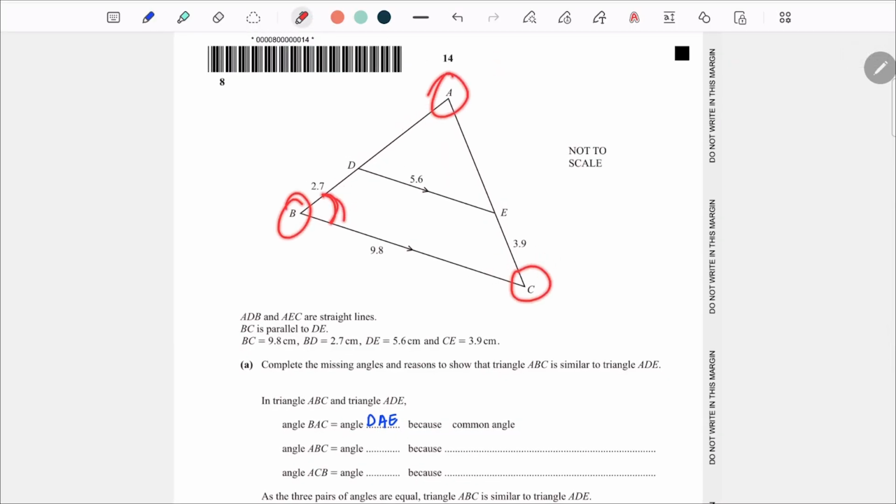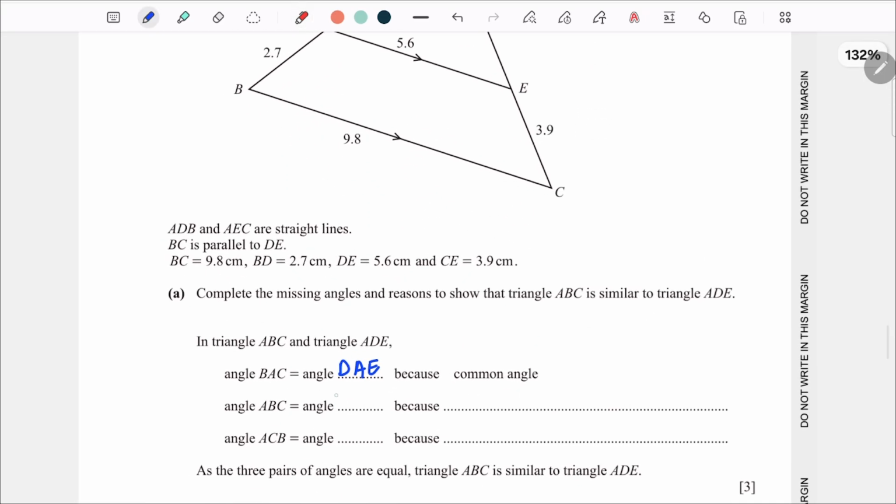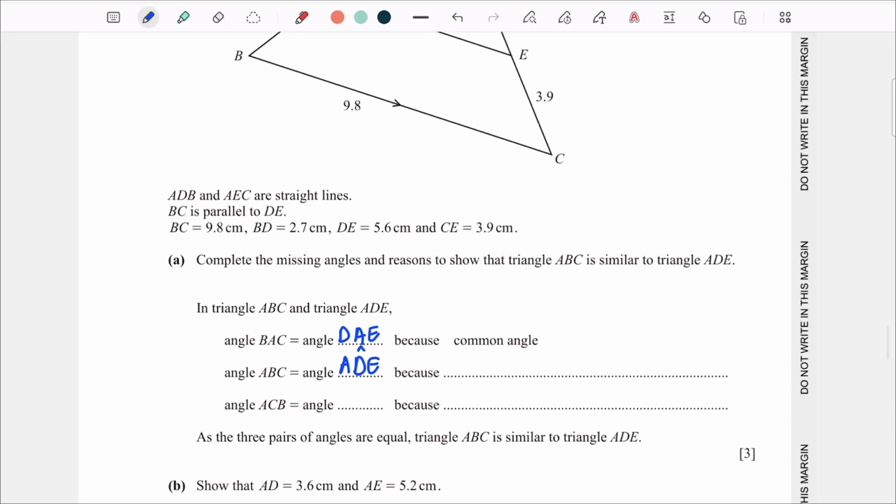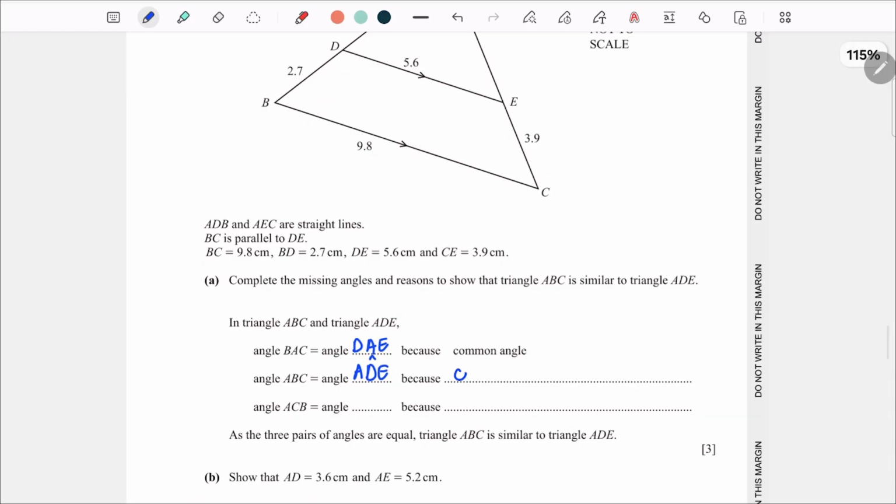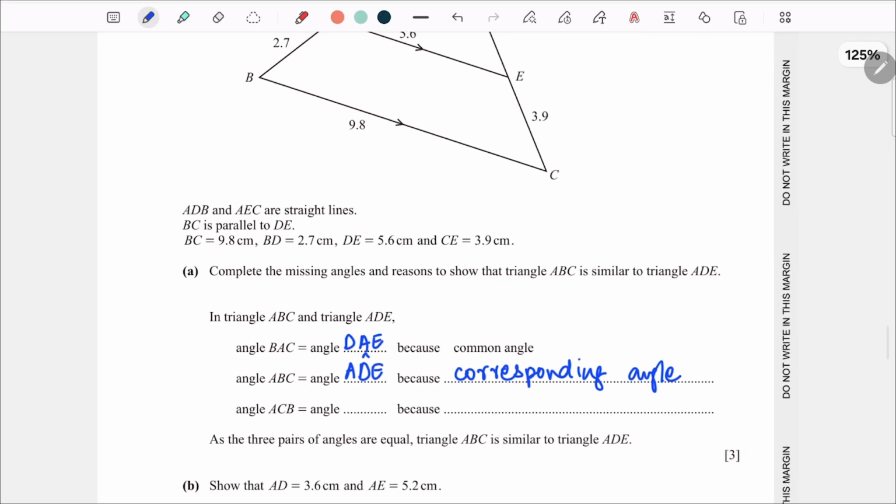Then the second line is angle ABC. That means this angle right here is equal to angle ADE, this angle right here. So I'm going to write angle ADE, and I'm going to write the reason, because they are corresponding angles. Because as we can see, A, B and C are correlating with A, D and E.